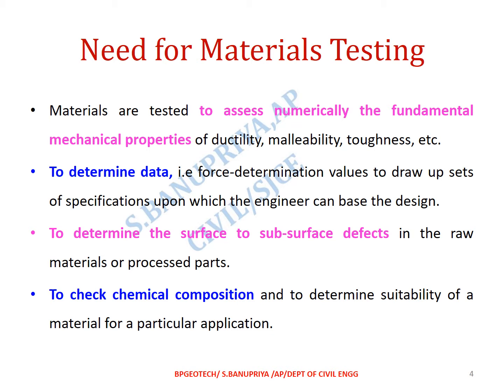If we want to use the material for any application, first we have to investigate whether there are any defects or flaws present in a particular material. So material testing plays a main role in finding out the surface and subsurface defects in your materials. Material testing is also used to find out the chemical composition, that is, what different kinds of raw materials are utilized in it and what different percentages of raw material are present in it. So these are some of the needs of material testing.